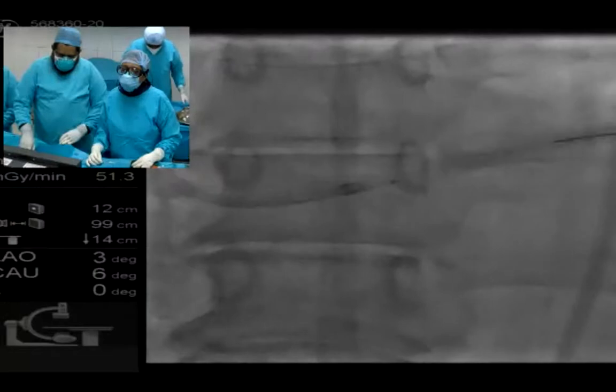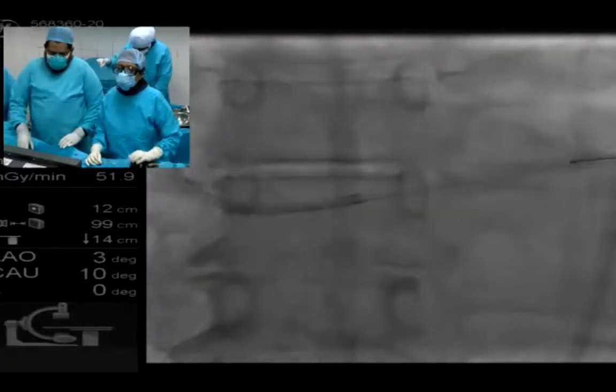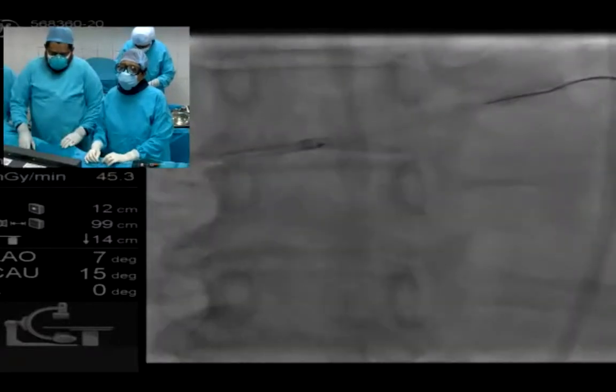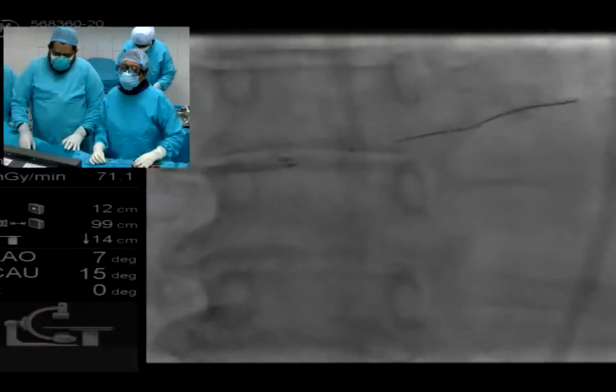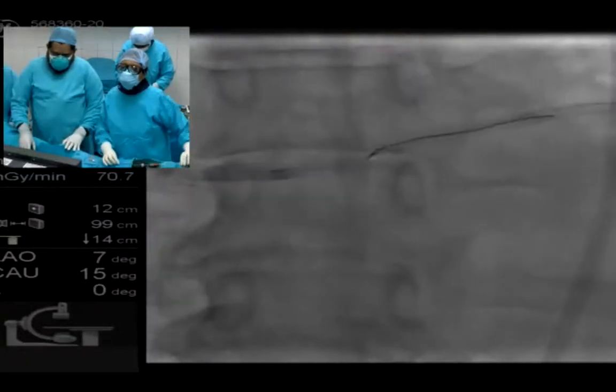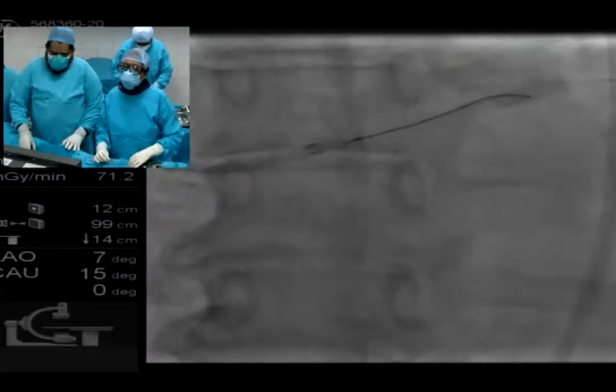So now we'll check with the micro whether, as Professor Mir Jamal has pointed out, our wire has gone under the stent. It went easily, so it means that our wire is in position, right? Otherwise, it would not have gone so easily. So we'll keep the micro a bit close. This will allow us to negotiate our wire more easily.